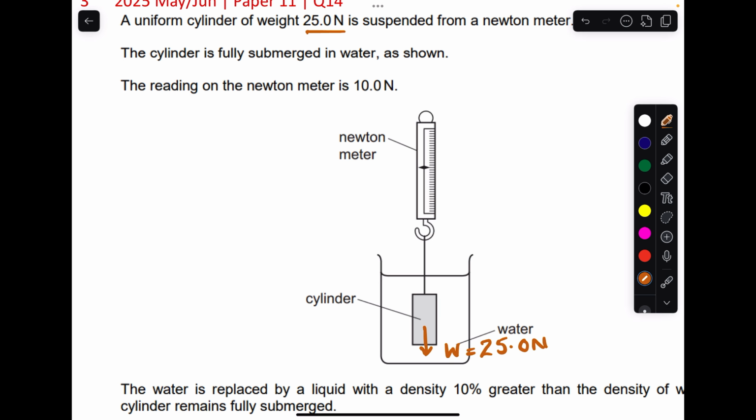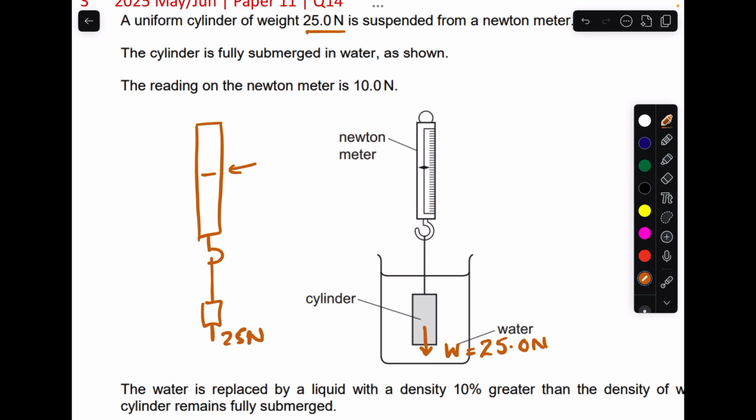Let's suppose there is only this Newton meter and there is this thing hanging with it. If its weight is 25 Newton, then this needle will also show you 25 Newton. But when this thing is submerged into some liquid, what is happening there? This reading will decrease. It will not be showing you the actual weight. It will tell you the resultant force basically.